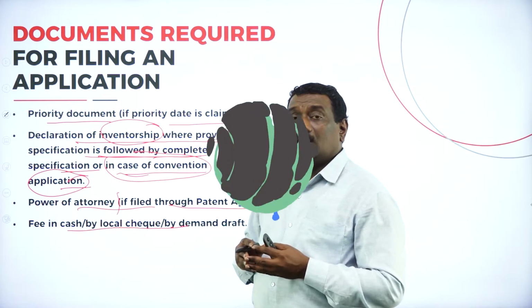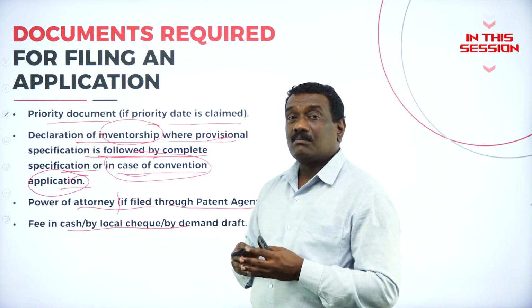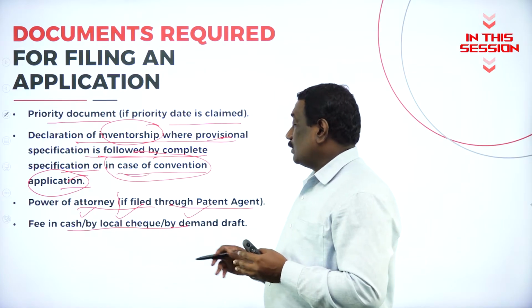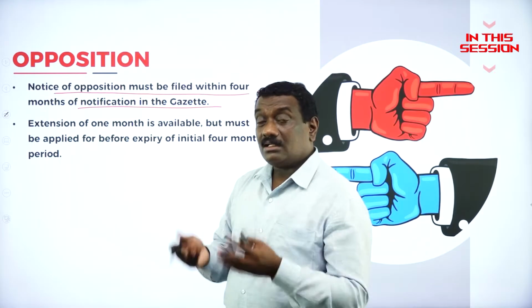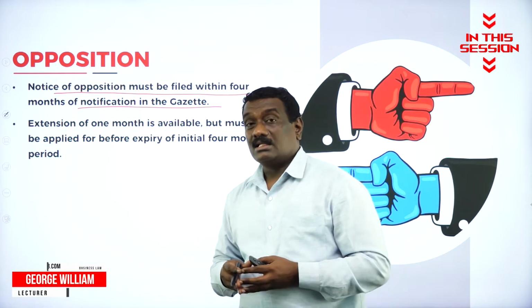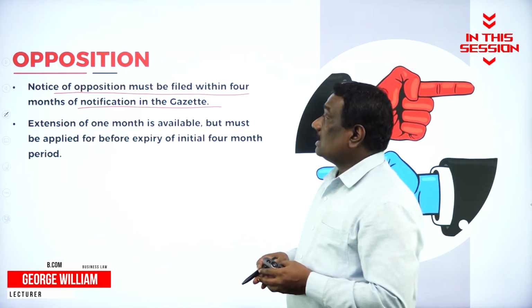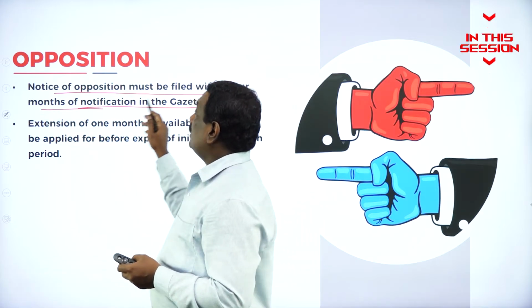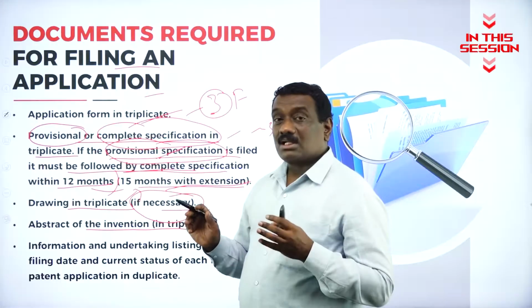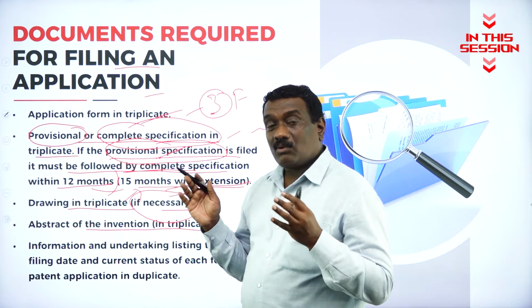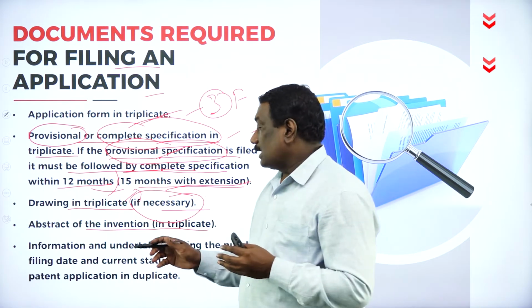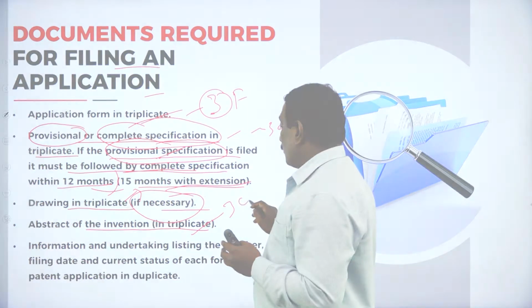You need to pay the prescribed fees for granting that particular patent rights. So it should be in cash, or it can be in the local check, or it can be through the demand draft. After it has been notified in the Gazette, if there is an opposition, then that opposition must be filed within 4 months from the notification of the Gazette. The abstract of invention means the important inventions you have done. That important document has to be given in 3 copies.